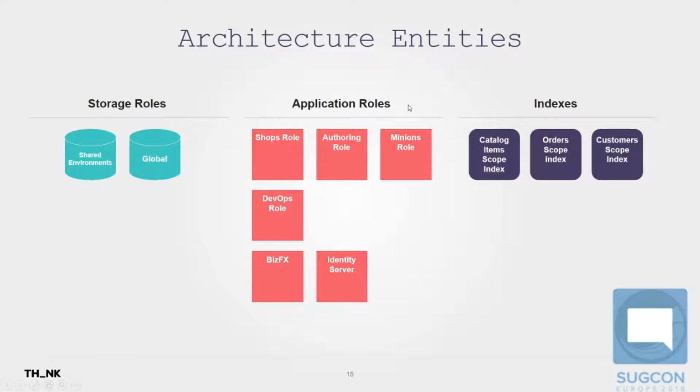And then on top of it, you get 3 indexes. The catalog item scope index is related to the catalog. The order scope index is related to all the orders on the site. And then the customer scope index, which is your logged-in customers. Shared environments is where we store all the commerce-related data.